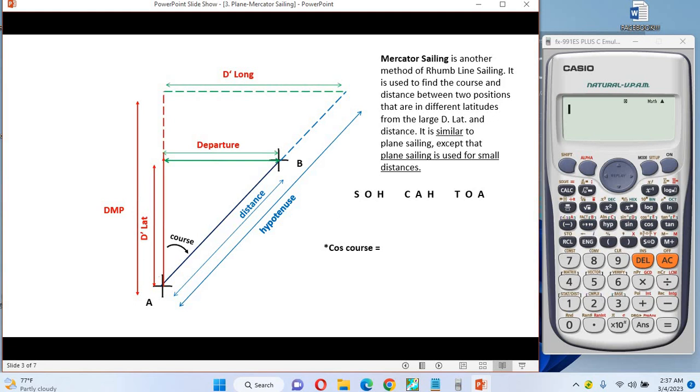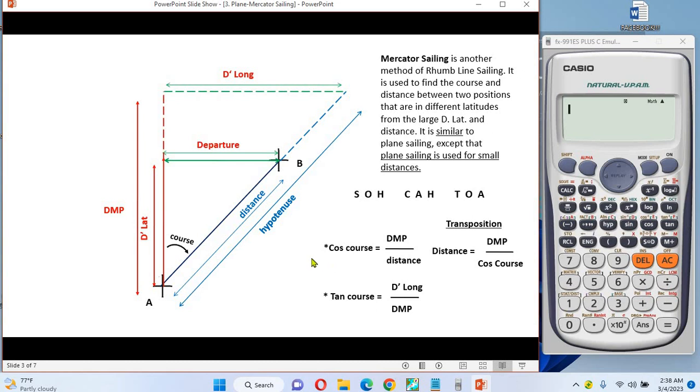For cosine course, the adjacent is DMP over hypotenuse, so distance. There you go. And then to make it easier, we will transpose: distance is equal to DMP over cosine course. And for tangent course, opposite over adjacent, so D-long over DMP. Okay, so these are the two known formulas for Mercator sailing.